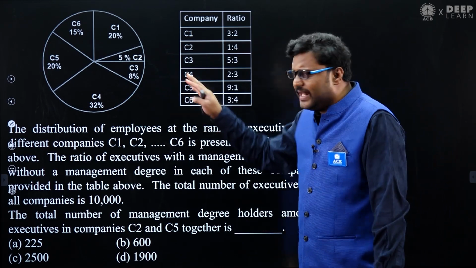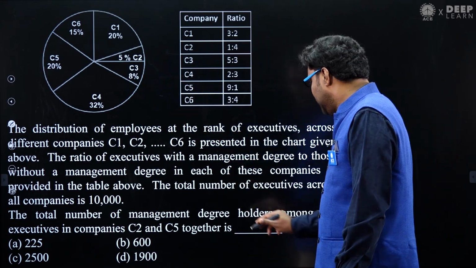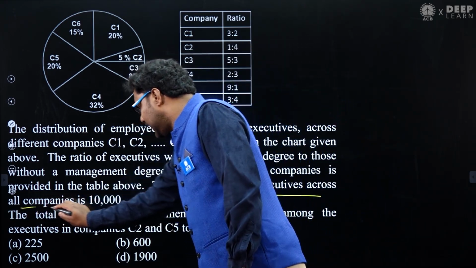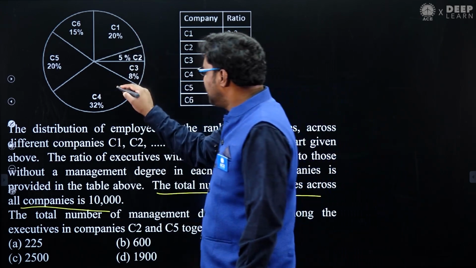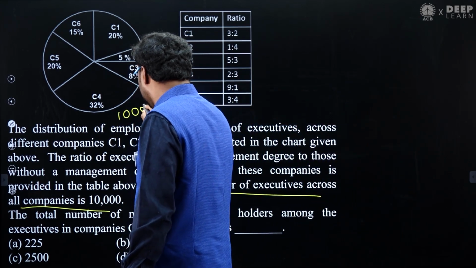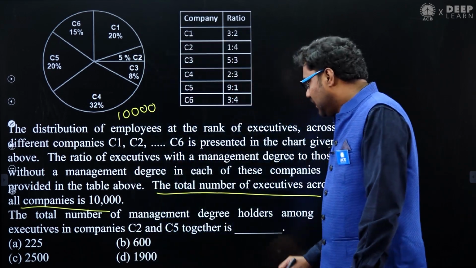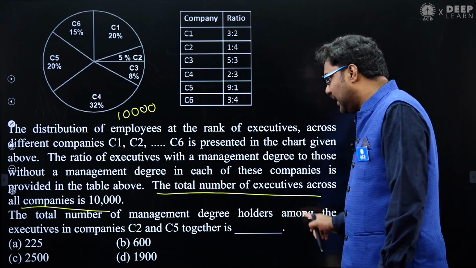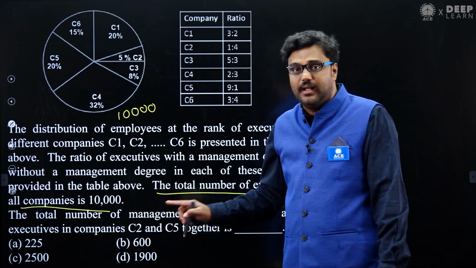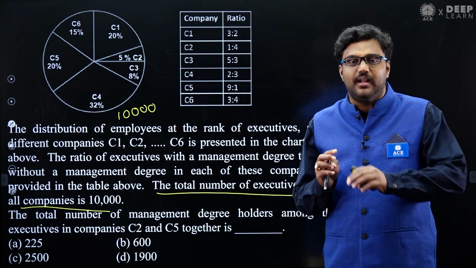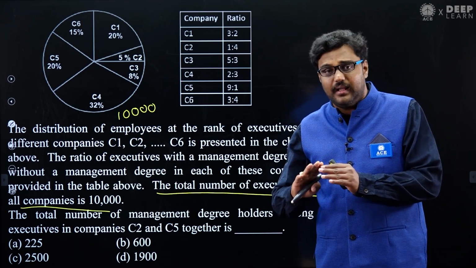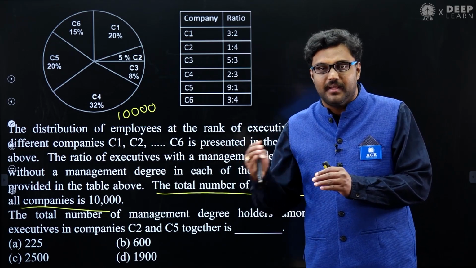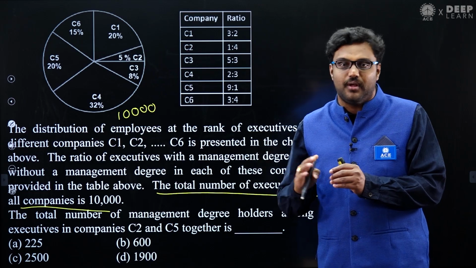Now, don't do all the calculations. They have mentioned the total number of executives in the question already. The total is 10,000. This entire pie chart is nothing but 10,000, my dear friends. Here they are asking regarding management degree holders among the executives in company 2 and company 5. We need the data only for company 2 and company 5, and that too only executives who have a management degree.